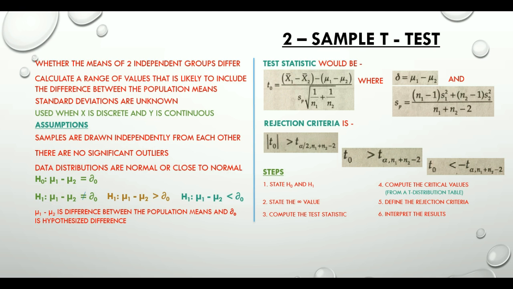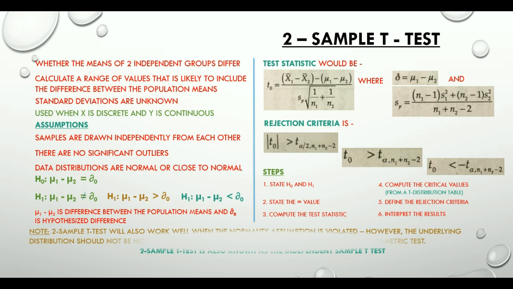At this point, let me refer back to the point where we said that this test is quite robust to the violations of normality. Well, this is acceptable provided the underlying distribution is not highly skewed. Otherwise, we have to opt for a non-parametric test. Remember, the two-sample t-test is also known as the independent sample t-test.